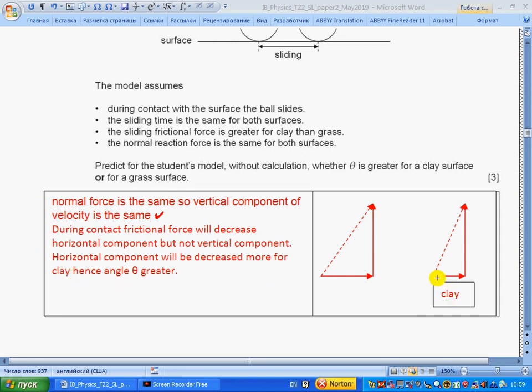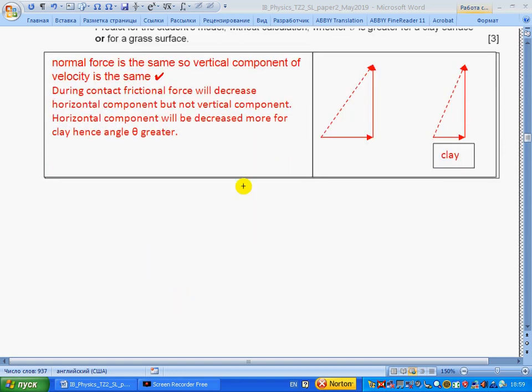So the horizontal component for clay will be less and the angle will be greater. For grass, for example, here, a smaller angle.